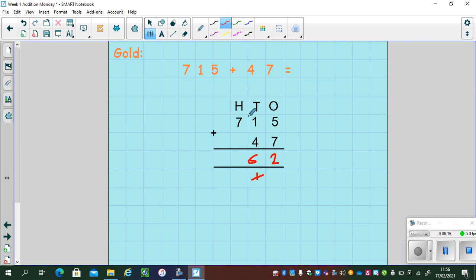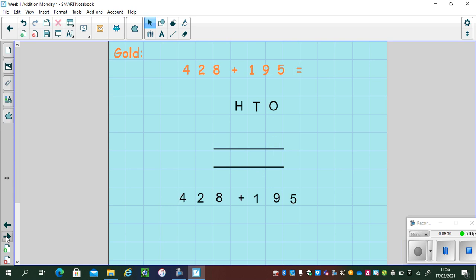And now I've got the hundreds column. 7 add a space. 7 add nothing is 7. Therefore, my answer is 762.